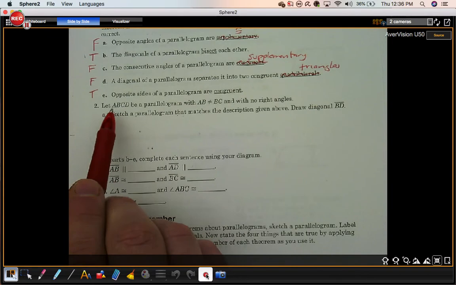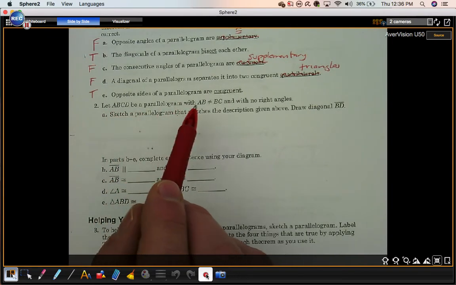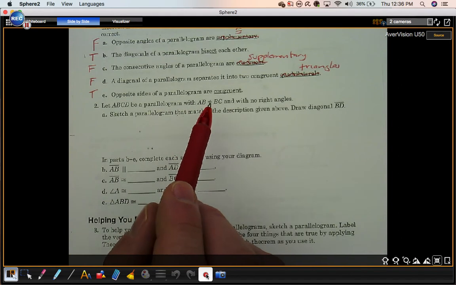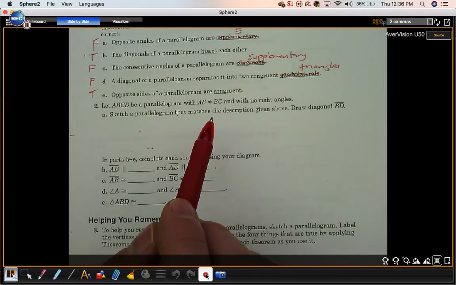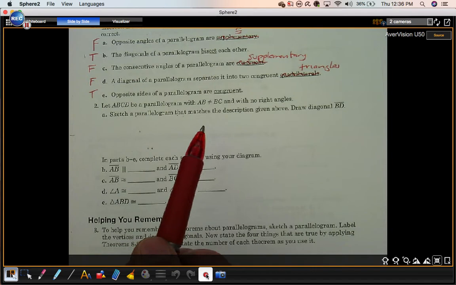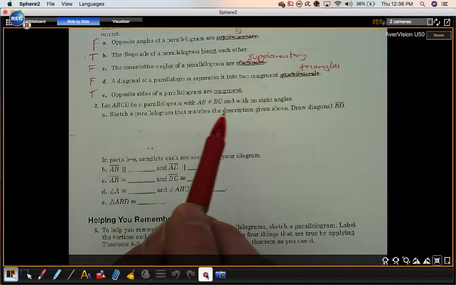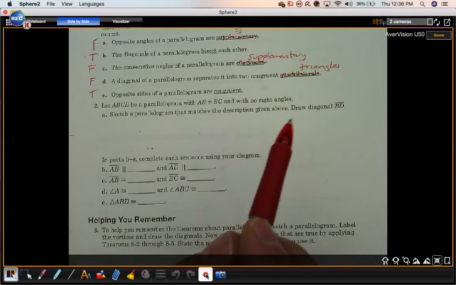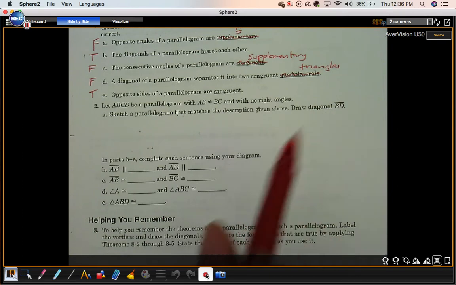Number 2, let quadrilateral ABCD be a parallelogram where the distance from A to B doesn't equal the distance from B to C, and there's no right angles. Sketch a parallelogram that matches that description given above. Then draw a diagonal, segment BD.